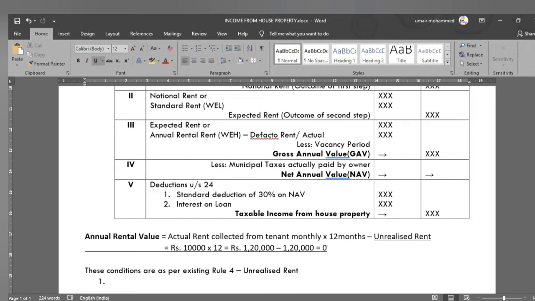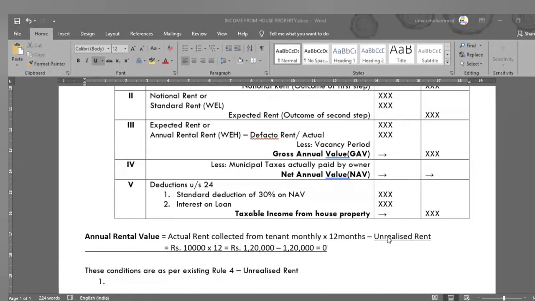The income tax department will first genuinely ask: fine, if the tenant has not paid you rent for the last 12 months, what have you done to collect the rent from the tenant? What are the efforts you have put in? Please show us, please prove that you have made all the efforts to collect the rent. Then we will approve unrealized rent. So that is where the conditions of rule number 4 come into the picture.